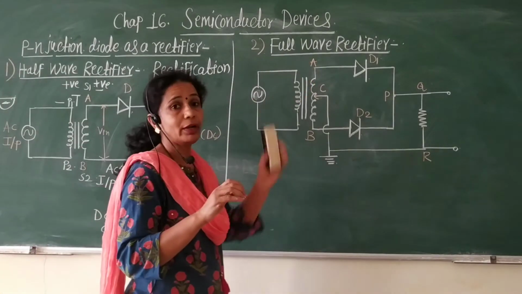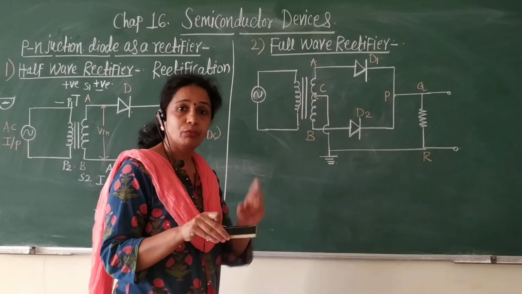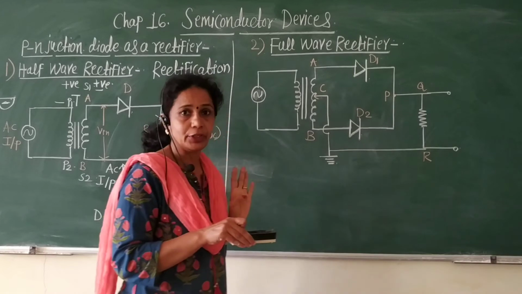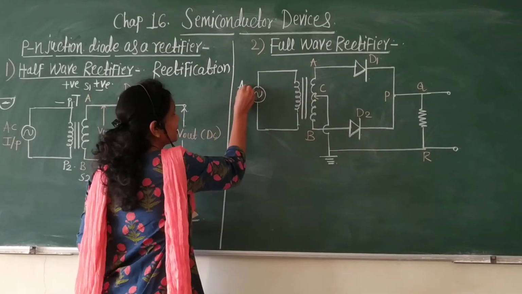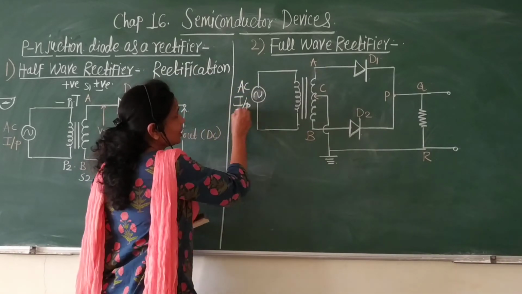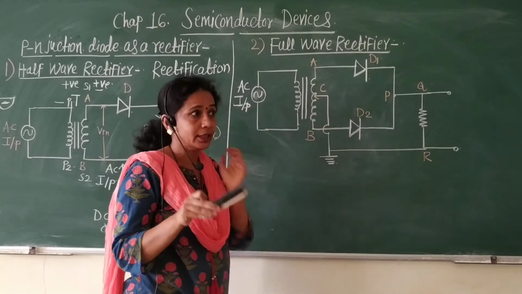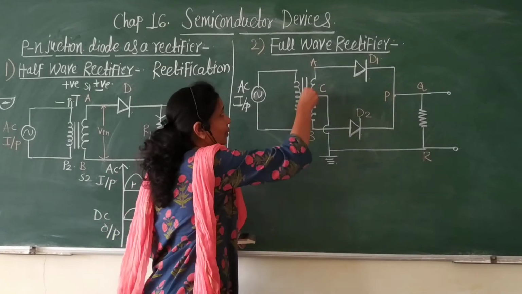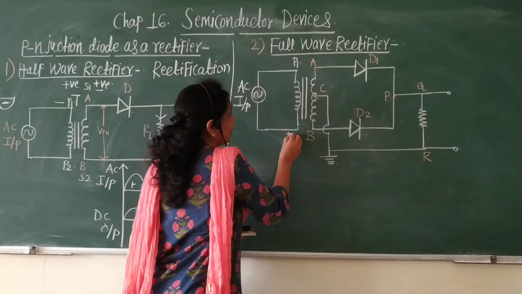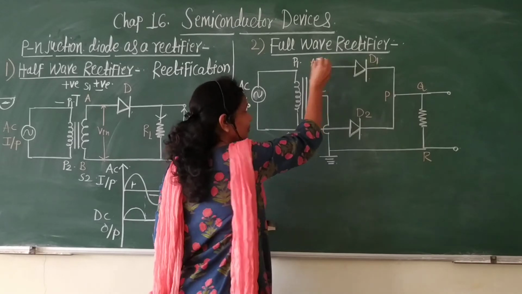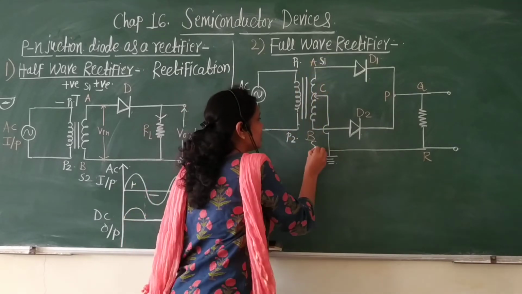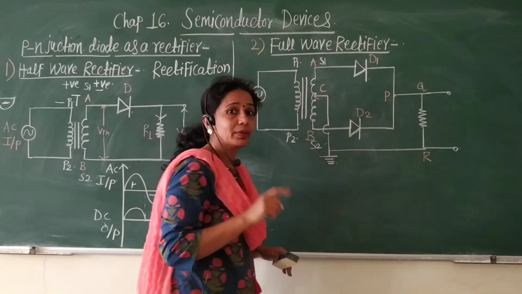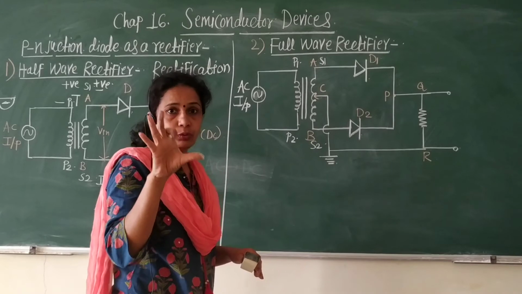Now, full wave rectifier. In a full wave rectifier, two diodes are used, D1 and D2. Of course, this is the AC input. This is the transformer, but here a center tap transformer is used because it has 5 terminals. This is P1, this is P2, this is S1, and this is S2. Okay, and this is the center tap C. Therefore, it has 5 terminals.